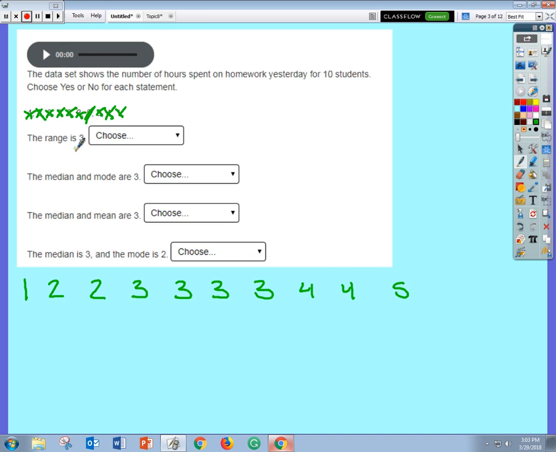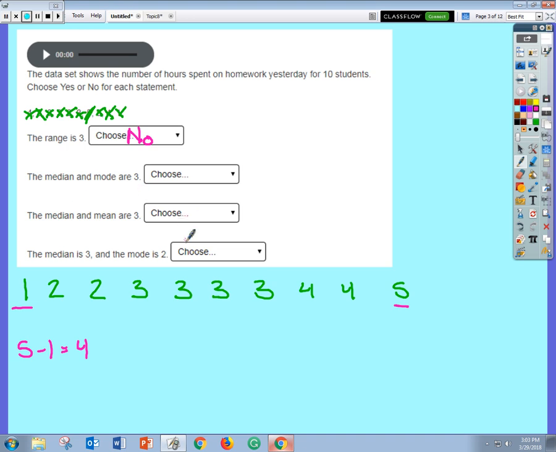The range for this data set is 3. Remember, range is we're taking the maximum value, which is 5, and subtracting it from the smallest value. 5 minus 1 would give me 4. That would be a no. The range is not 3. The median and mode are 3.